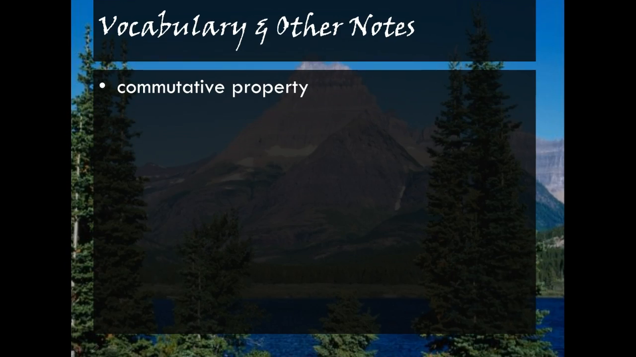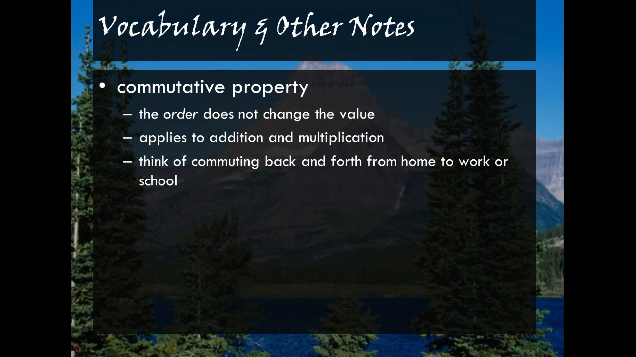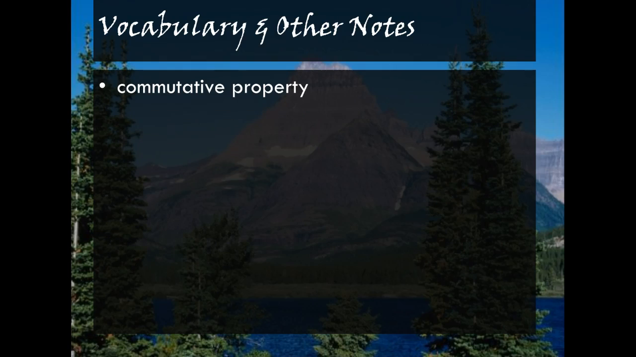The first property we'll take a look at is the commutative property. The commutative property says the order does not change the value. This applies to addition and multiplication problems. You can think of commuting back and forth from home to work or school. Let's say you're going to drive from home to work and the distance is 10 miles. If at the end of the day you drive back home taking the exact same route, it's still 10 miles. The order does not change the distance.